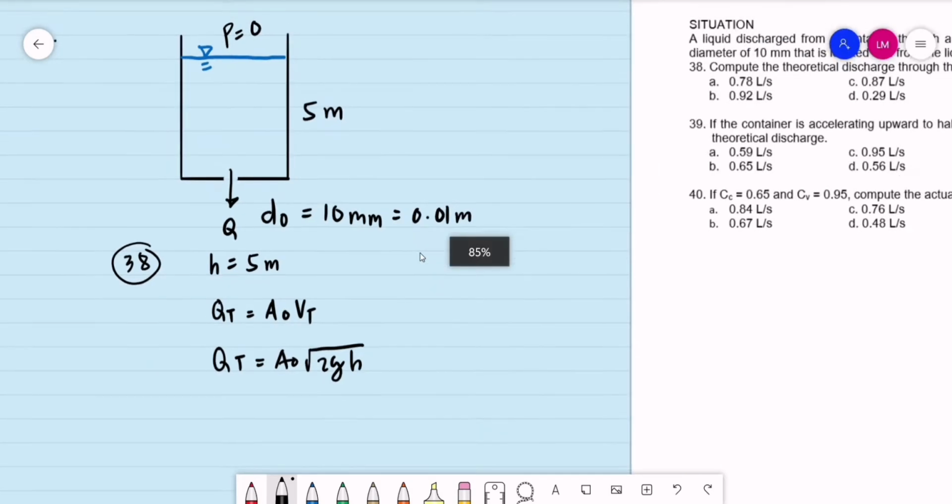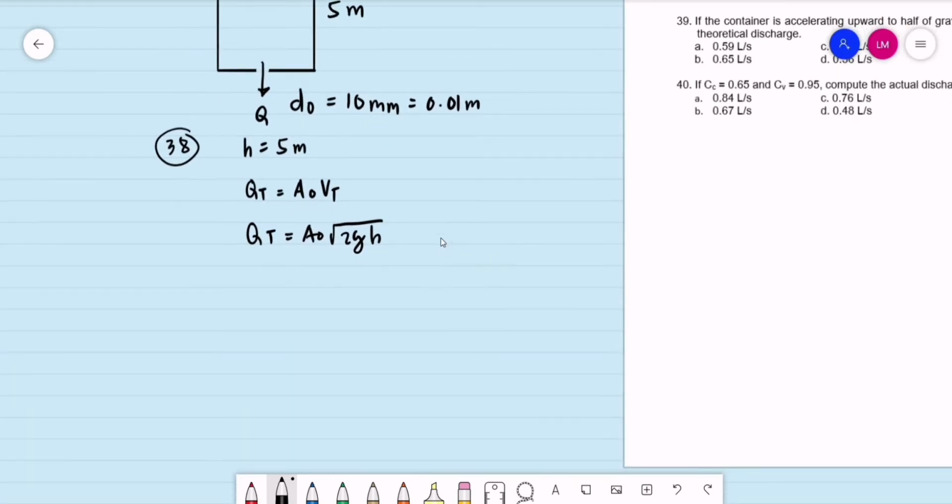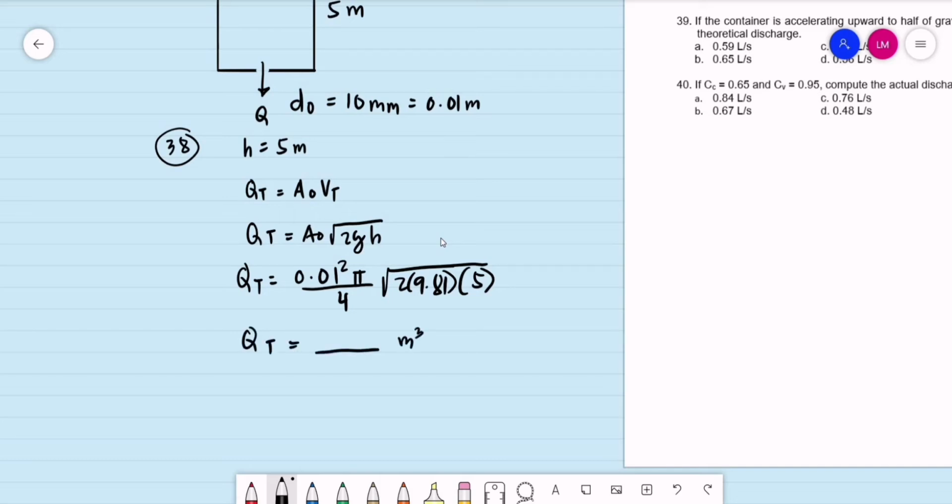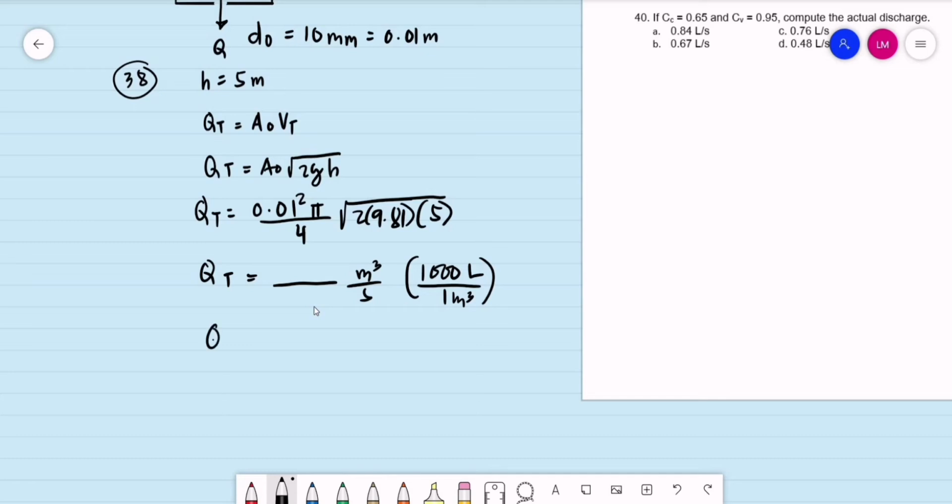Okay, so more likely parang direct sub lang si number 38. Computing for the theoretical discharge equal to area ng orifice, 0.01 squared pi divided by 4, multiplied by the square root of 2 times 9.81, then multiplied by yung given na head, that is 5 meters. So again, yung theoretical discharge na to will be in terms of the cubic meter per second. So multiplied by 1,000 liters is to 1 cubic meter, para yung final answer will be in terms of the liters per second.